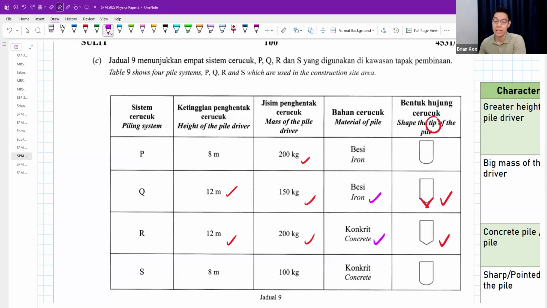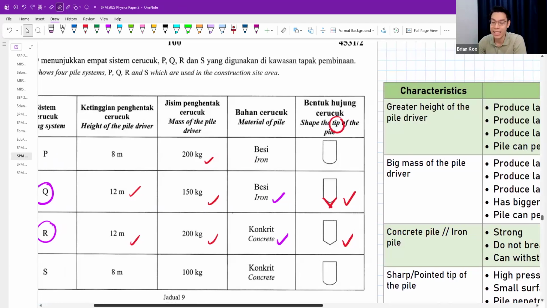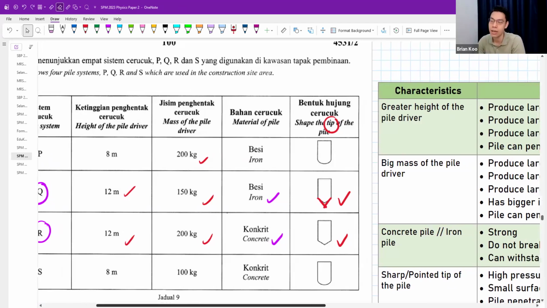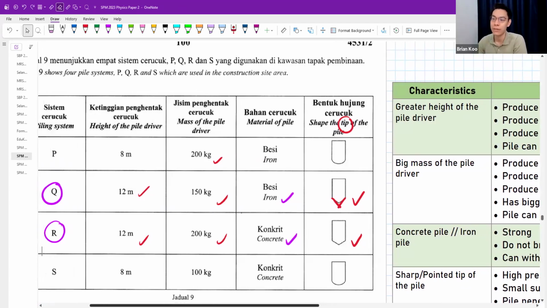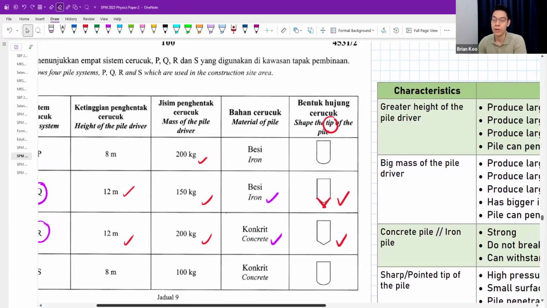So what happened this year is that there's actually two correct answers. They accept both Q and R. Both also accepted. So like I said, this year got quite a few errors. Just now the calculation, they forgot to give the resistance. Objective question also got a question, they forgot to give some value. And then here also got two answers.